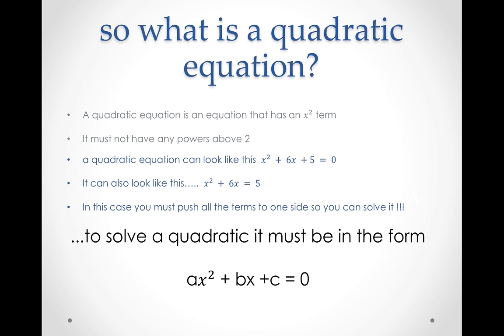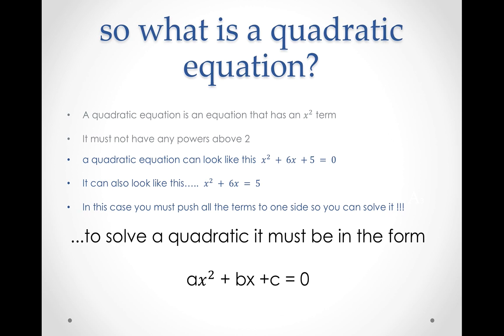So what is a quadratic equation? A quadratic equation is any equation that has an x squared term, but it must not have any terms with powers above 2. So x squared must be the highest power you see in the equation. A quadratic equation can look like this: x squared plus 6x plus 5 equals 0. And you've also looked at other ones in our last lesson that didn't have a middle term, such as x squared plus 16 equals 0.